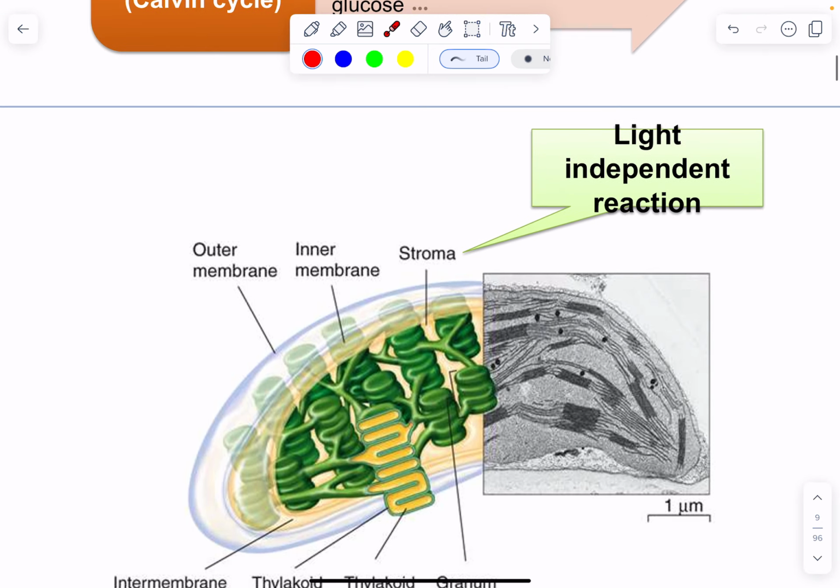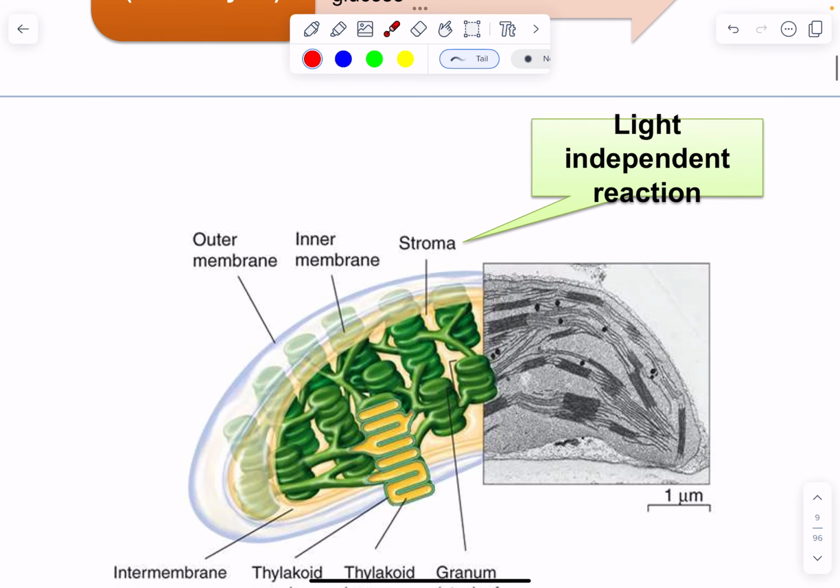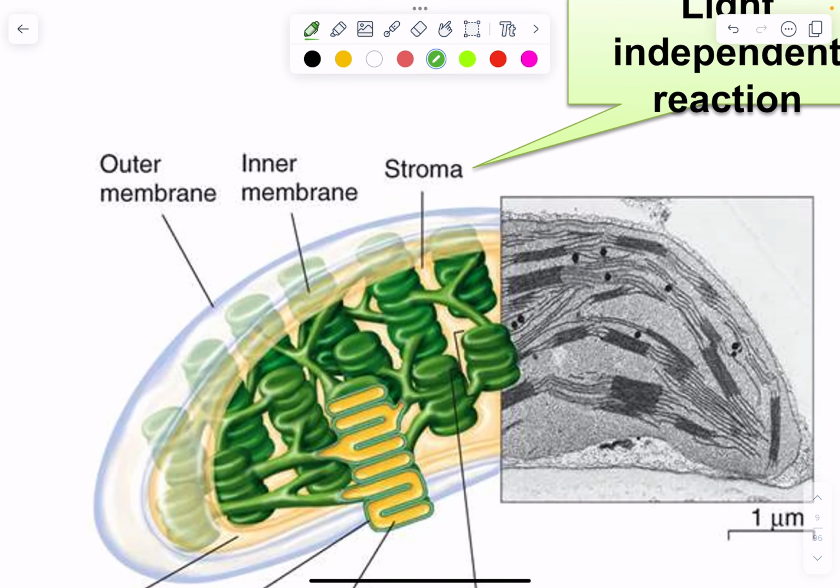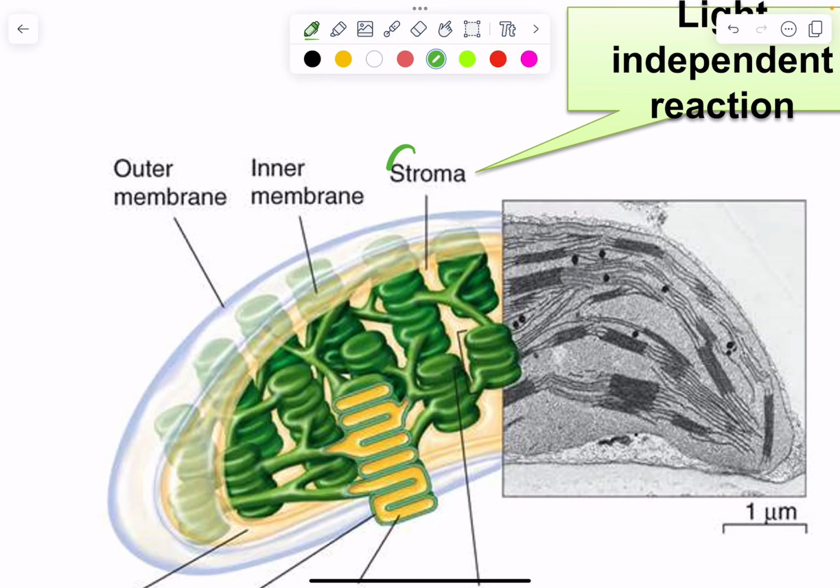But for the light-independent reaction, it is the space. The space in chloroplast is called stroma. Don't put stoma. It's different. Stoma is the opening, the guard cell. Stroma is different. So we don't want stoma, we want stroma, with the R. Stroma is the space filling the chloroplast.